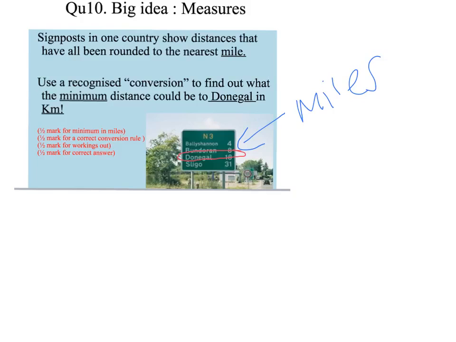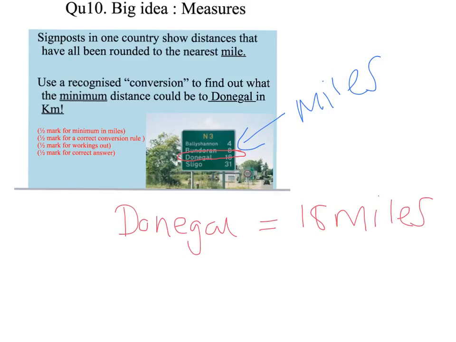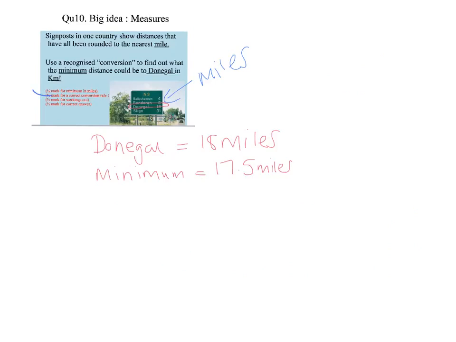We've got the location is 18 miles. Now we want the minimum distance. So this is where you need to know your upper bounds and your lower bounds. So if we think about 18 miles, it could be 17.499999999, but we just round that to 17.5 using the lower bound. So now we know the lower bound, we need to calculate in kilometres 17.5.